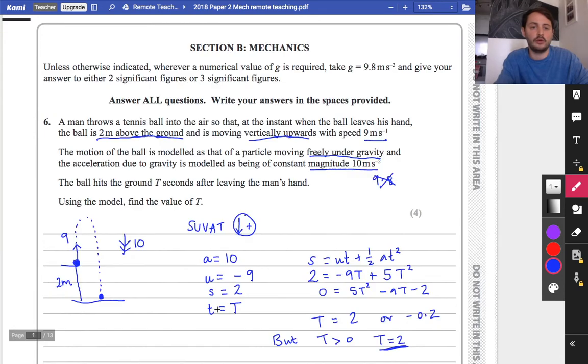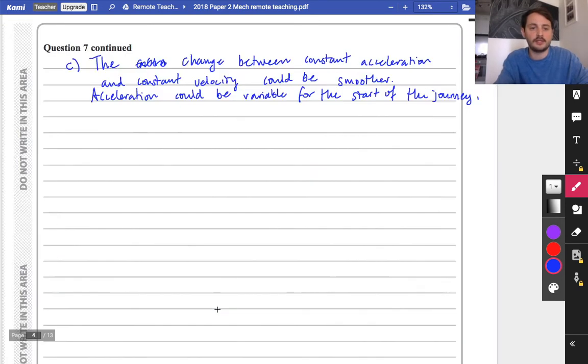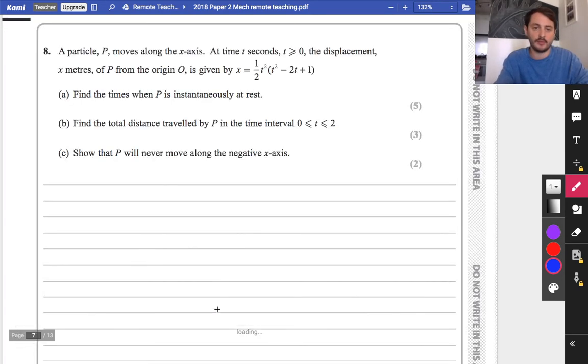So we've now had one on SUVAT, we've had one on speed time graphs. The next topic that we come up with in question 8 is variable acceleration. And we can tell that this is going to be variable acceleration because A, we haven't had it yet, and we've been told what x is in terms of t. So for question 8, let's have a look at part A.